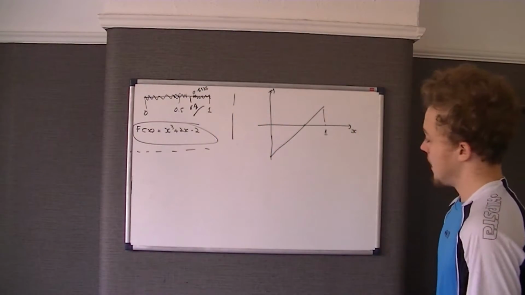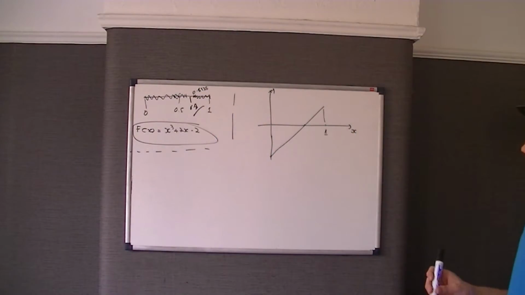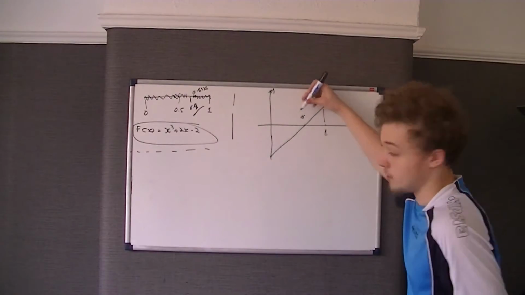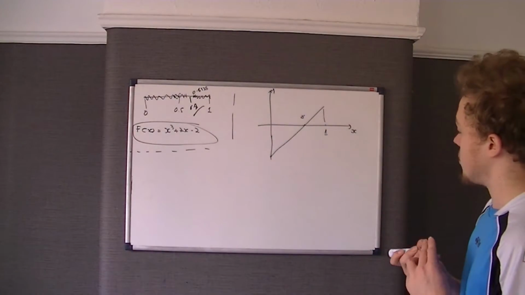Then you would call the approximation, where it goes through the x-axis, alpha.